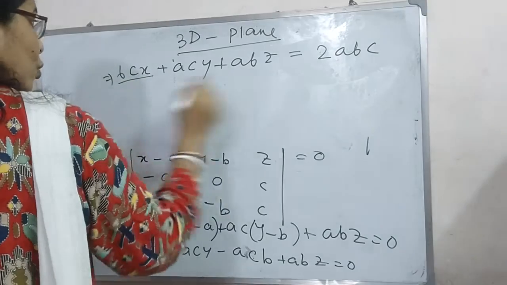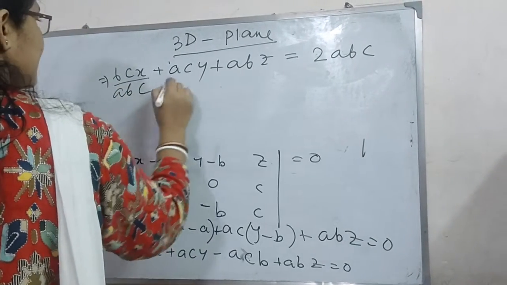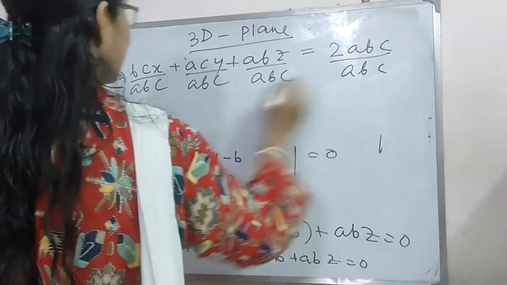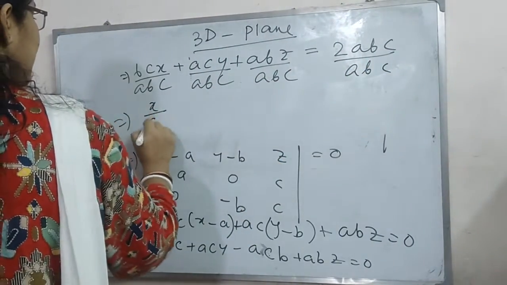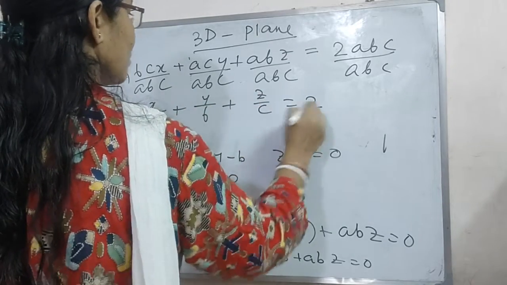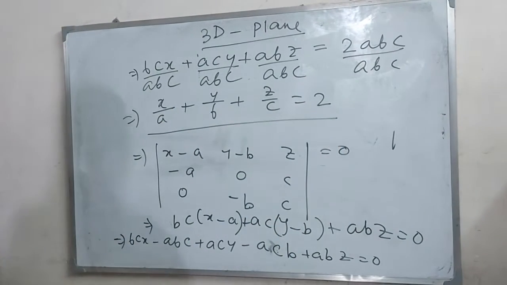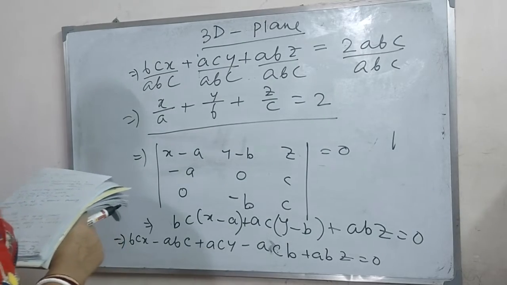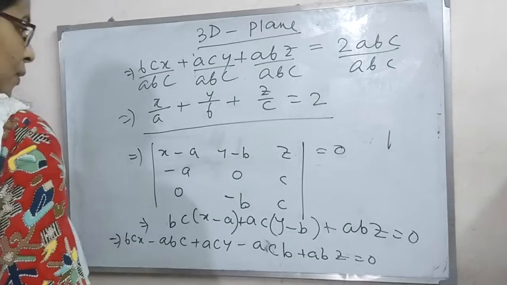Divide the whole equation by abc, and I will get x by a plus y by b plus z by c equal to 2. This is the required equation of the plane passing through L, M and N. Okay.